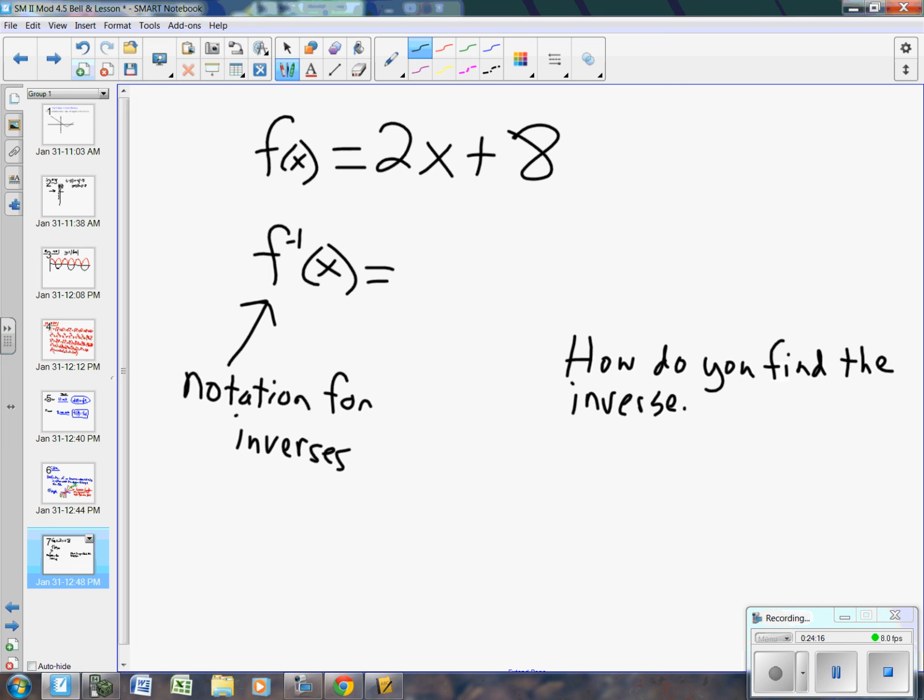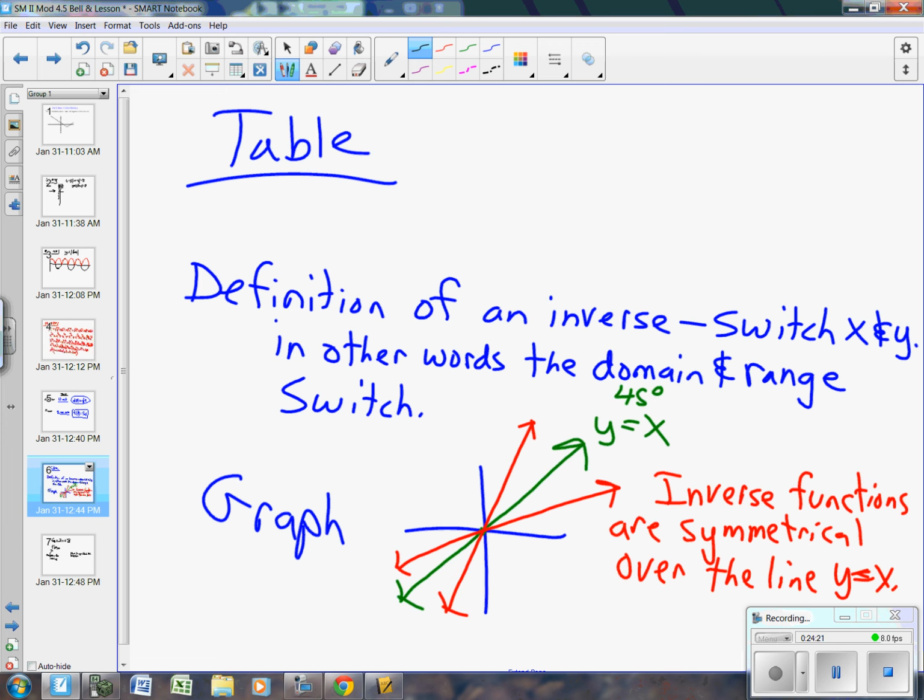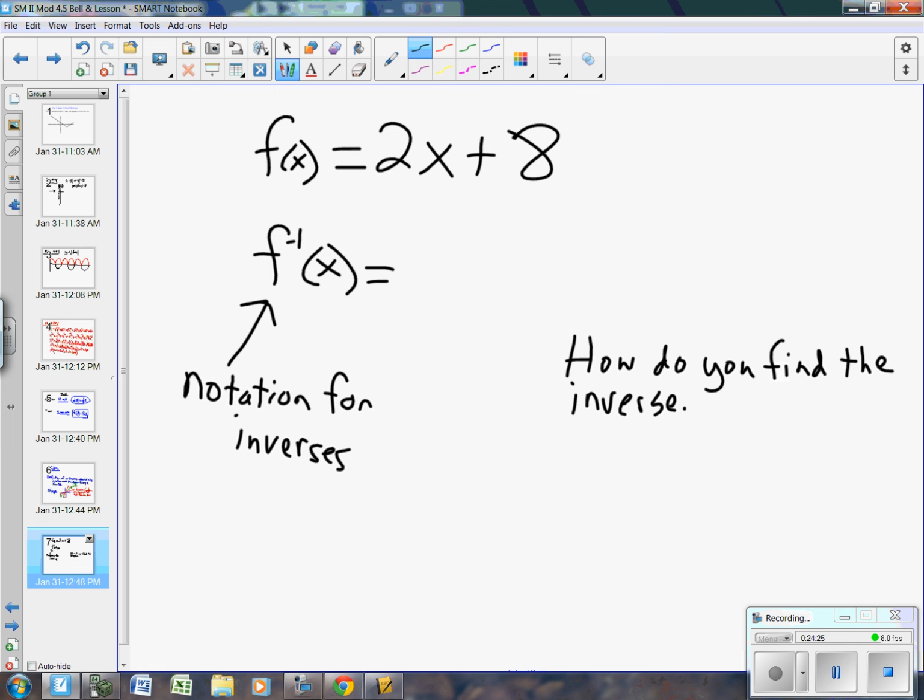I told you, what is an inverse? Right back here, definition of inverse. Look at it. Switching the x and y, right? So how could I take this problem right here and find the inverse doing that? Okay, I'm going to change f of x to y right here. So y equals 2x plus 8. How can I change this equation so I can find the inverse? Switch the x and y. That's exactly right. That's the definition.